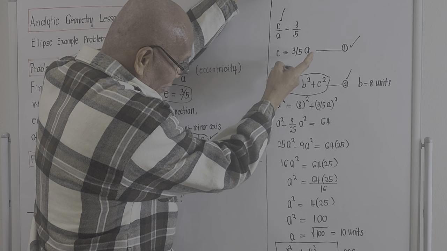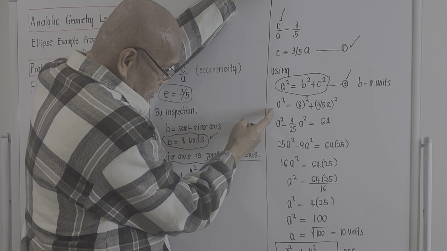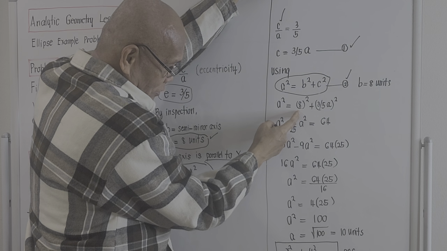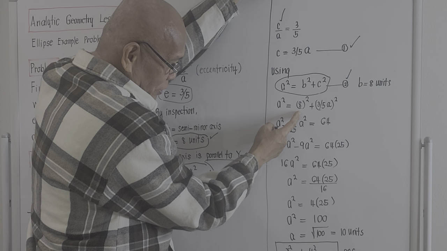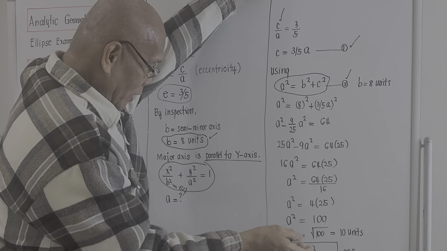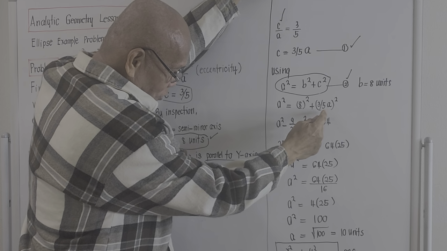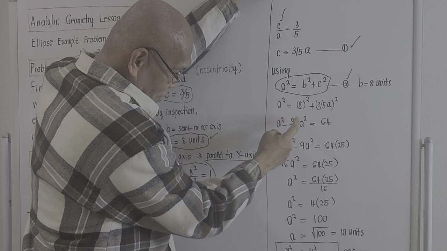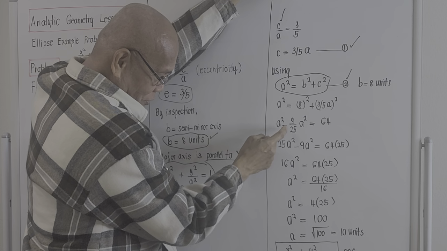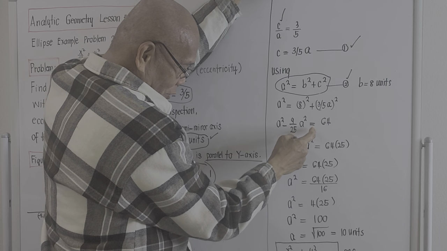We will substitute the value of C, 3/5 A, to equation number 2. So the left hand side will be A squared. The right hand side will be equal to the square of B, but B is actually 8 units, so this is 8 squared, plus the value of C in terms of A, which is 3/5 times A quantity squared. Squaring this one, the square of A will be A squared. I transpose the square of this one. 3 square is 9, 5 square is 25, A square is simply A square. I put it on the left, so this is now minus. And this should be equal to the square of 8, that will be equal to 64.